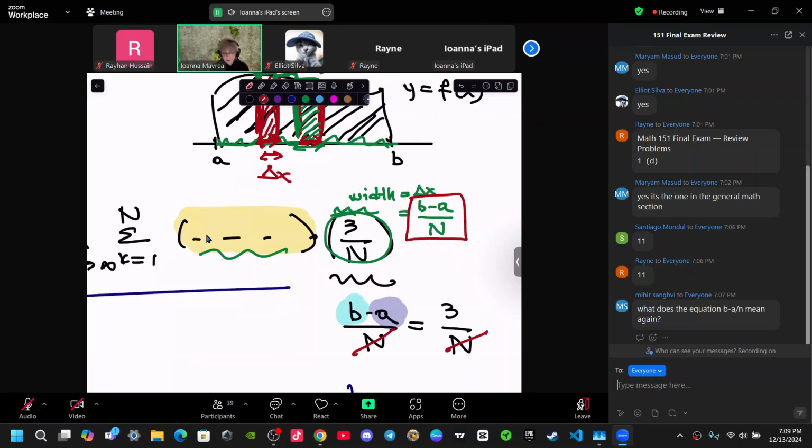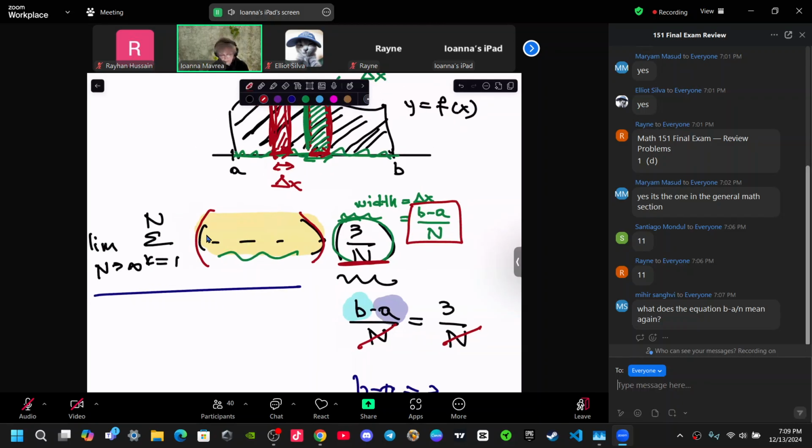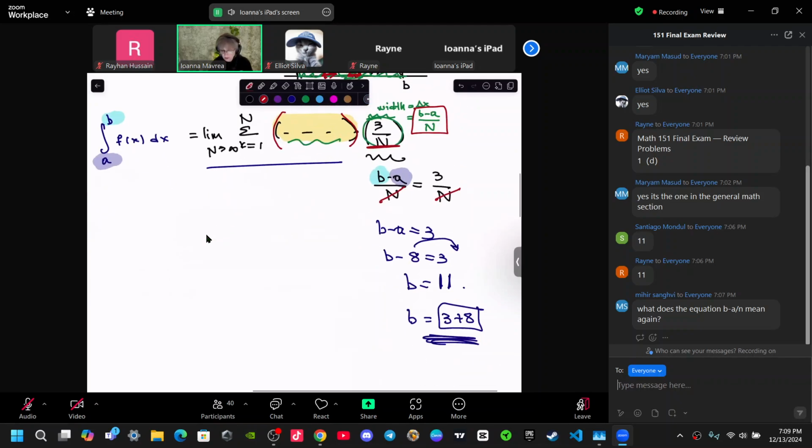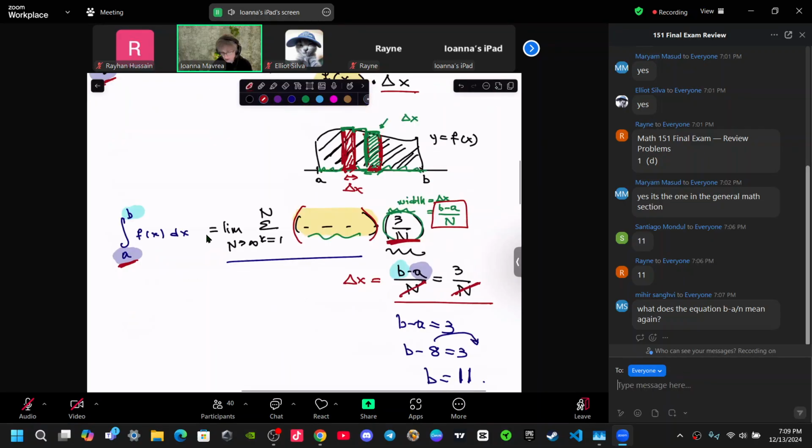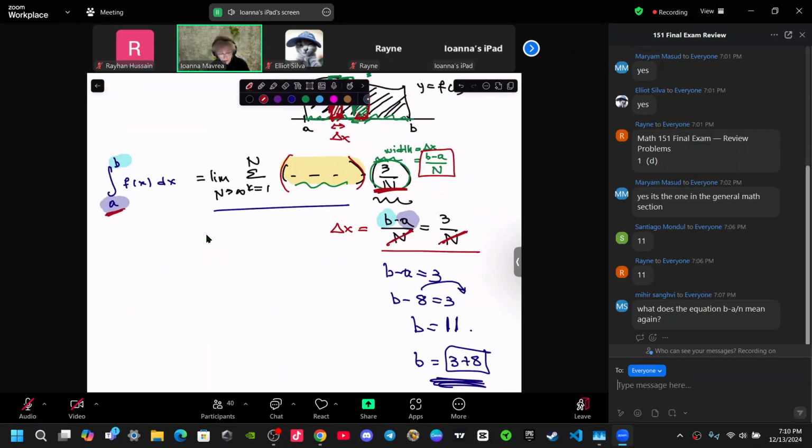So this stuff that you see, you have a parenthesis times stuff. The stuff there is your B minus A over N. So since B minus A over N is your delta x, that's given to you to be 3 over N. You get rid of the n's, and B minus A is equal to 3. And since A is given to you, it is 8, you can find B. So now you have the interval from 8 to 11, or whatever B is, right?